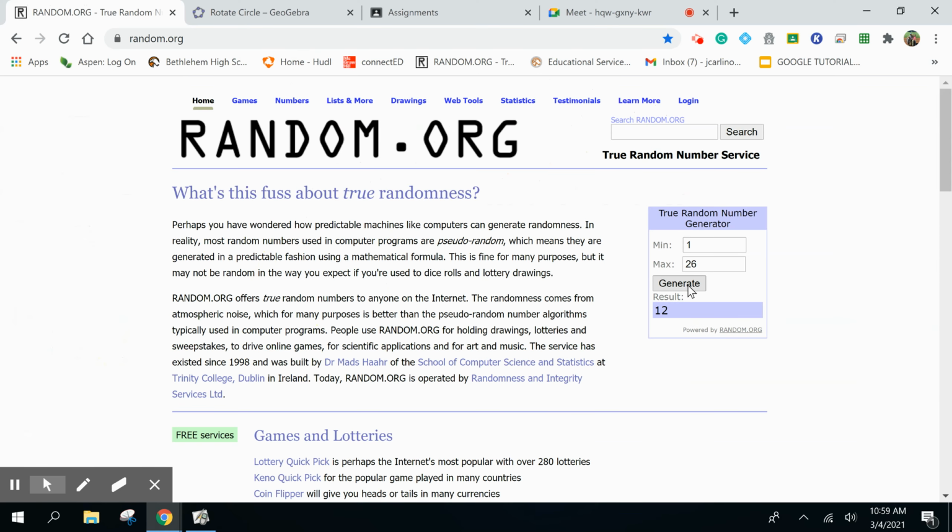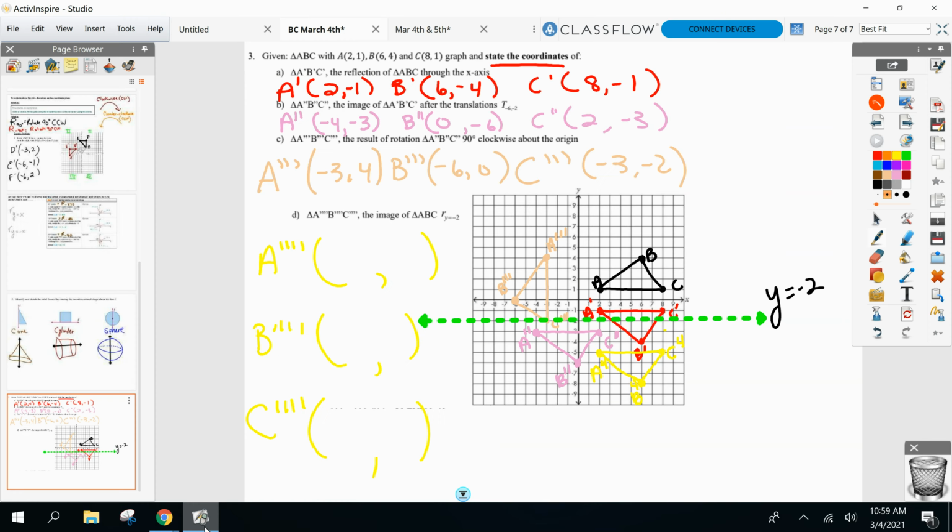Lucas, finish this off here. I have A quadruple prime as 2, -5. Yep. I have B quadruple prime as 6, -8. Finishing it, and I have C quadruple prime as 8, -5. You got it.